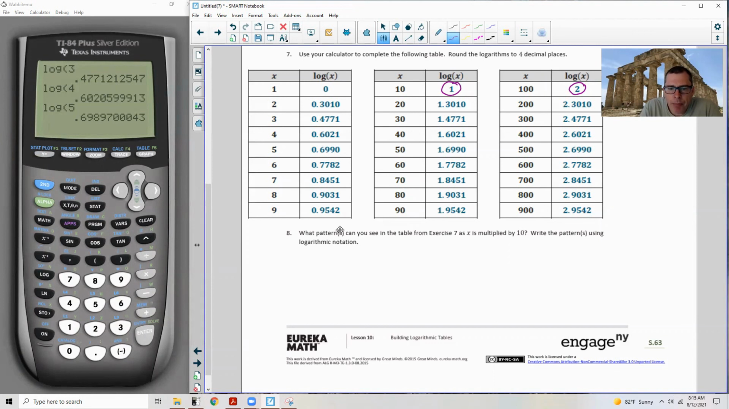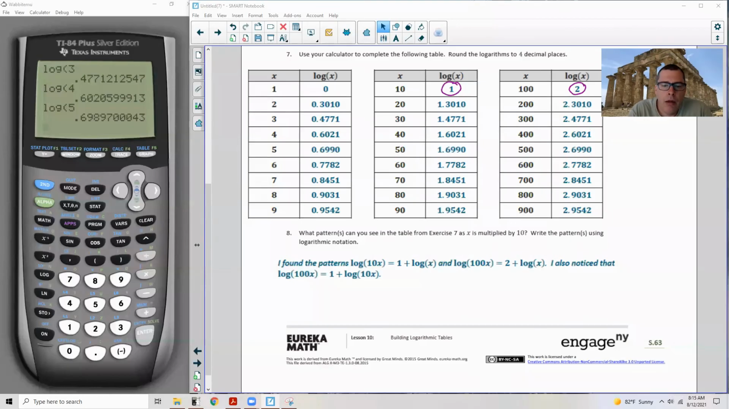And number 8 says, what patterns can you see in the table from exercise 7 as x is multiplied by 10? Write a pattern using the logarithmic notation. So now we want to write that pattern. Okay, so I could say I found the pattern of log of 10x equals 1 plus the log of x. And the log of 100x is 2 plus the log of x. I also noticed that the log of 100x equals 1 plus the log of 10x. So those are different ways you can look at what that really means. So we can break it down.